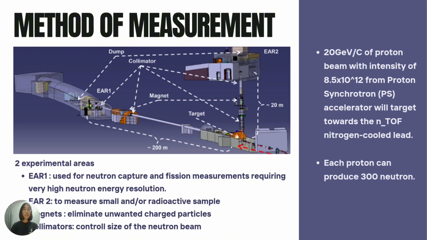For the experimental areas, there will be two areas. One is EAR1. It is used for neutron capture and fission measurements that require high neutron energy resolution. As for EAR2, it is used to measure small radioactive samples. The magnets are used to eliminate unwanted charged particles. Collimators are used to control the size of the neutron beam.